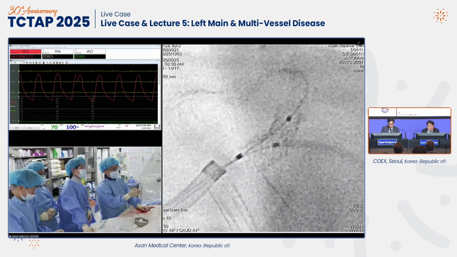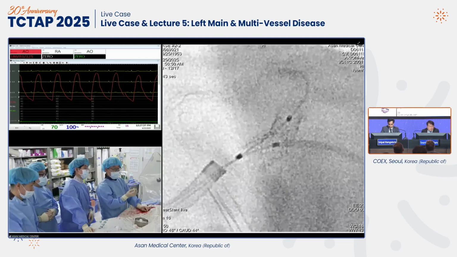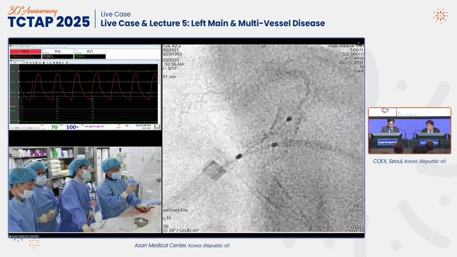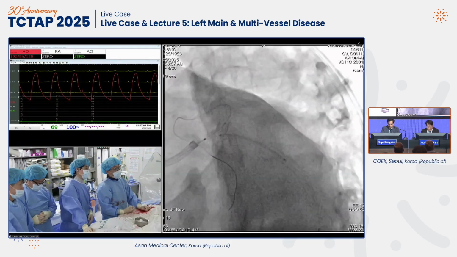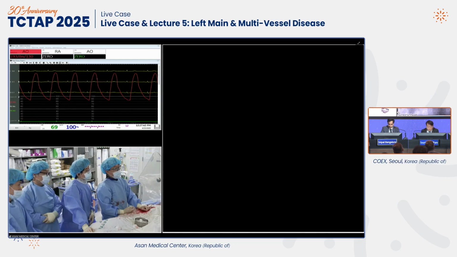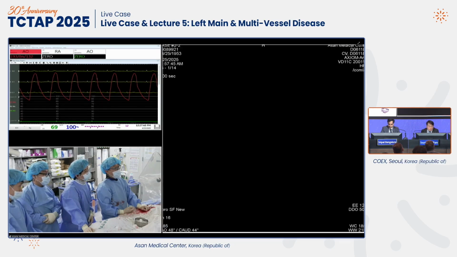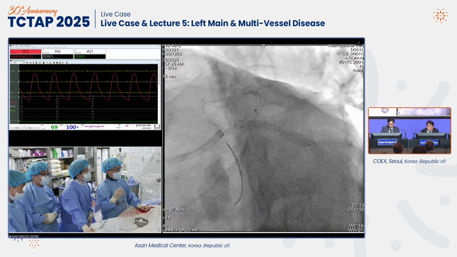So at this is booster. I'm going to make sure the stent overlaps and fully covers the ostium. Next one. So on the basis of the IVUS, I put the 3.5 Synergy stent.